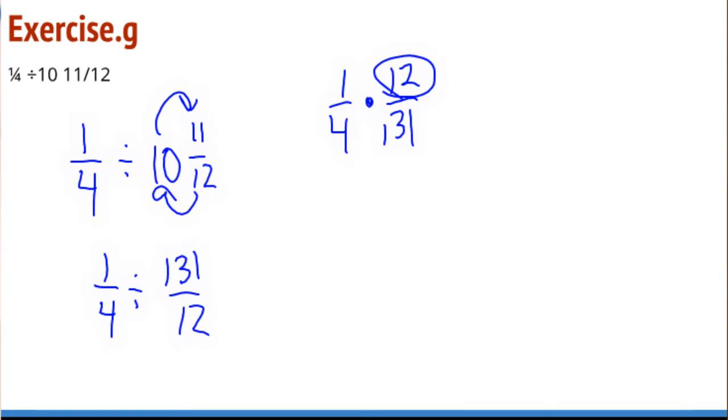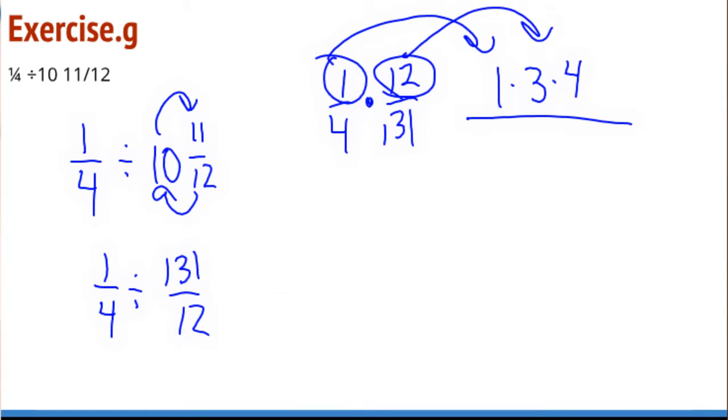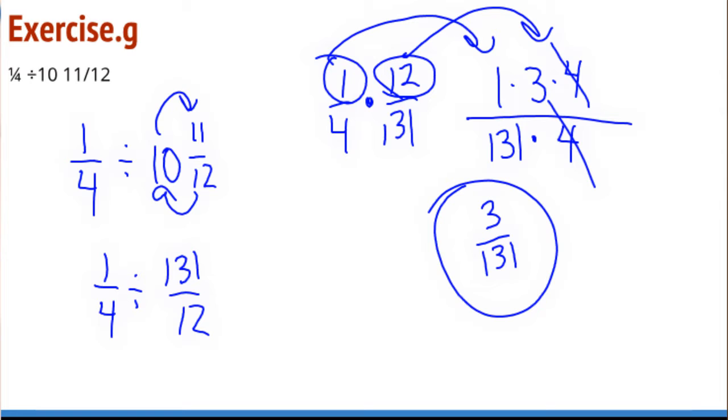This is a multiple of 4. 1 times 3 times 4. So here's the 1, and the 12 factors to be 3 times 4. And I've got 131 times 4. So these 4's will divide, and I'm left with 3/131. I'd hate to have to try and model these. Thank goodness we have some strategies beyond just modeling.